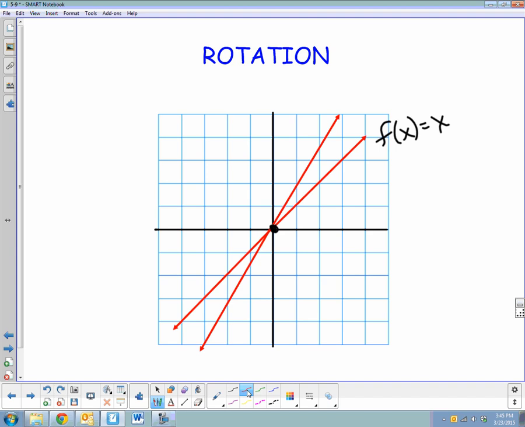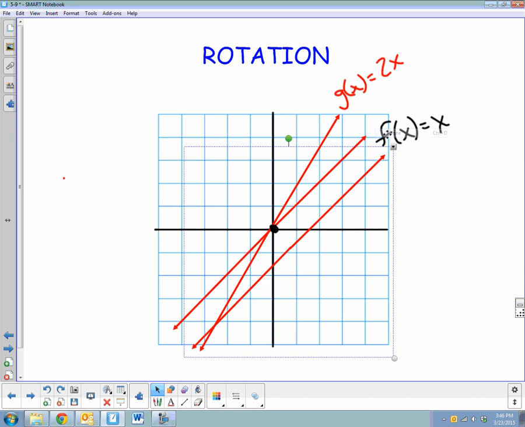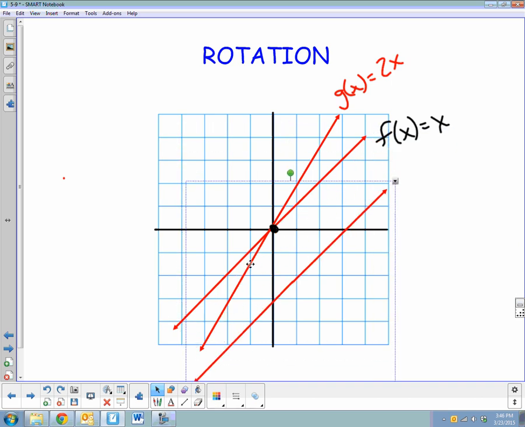And we got this new function, g of x equals, and if I look, the y-intercept is the same, because it rotated around that point 0, 0, and the new rise and run would be a rise of 2, run of 1. So it would be g of x equals 2x. And so we can rotate that parent function around a certain point.